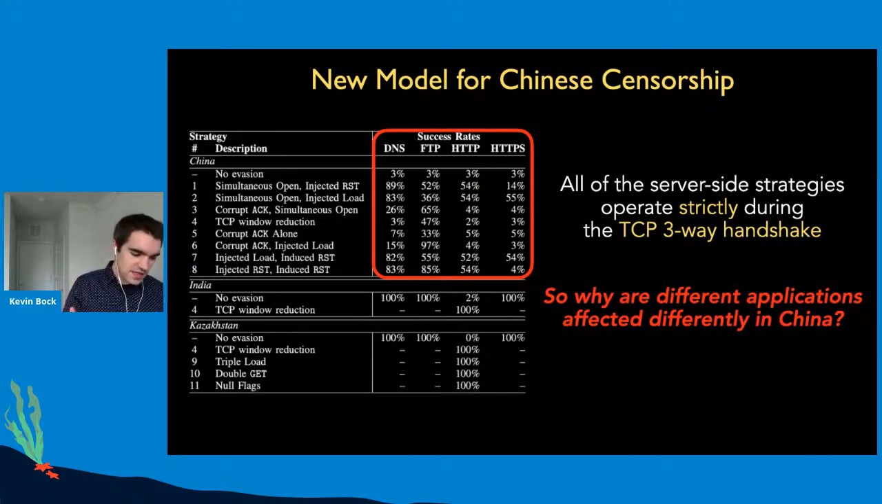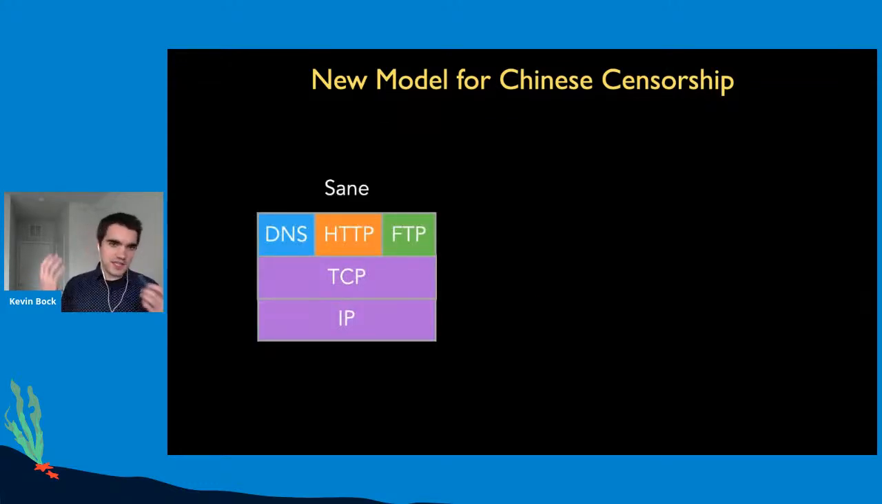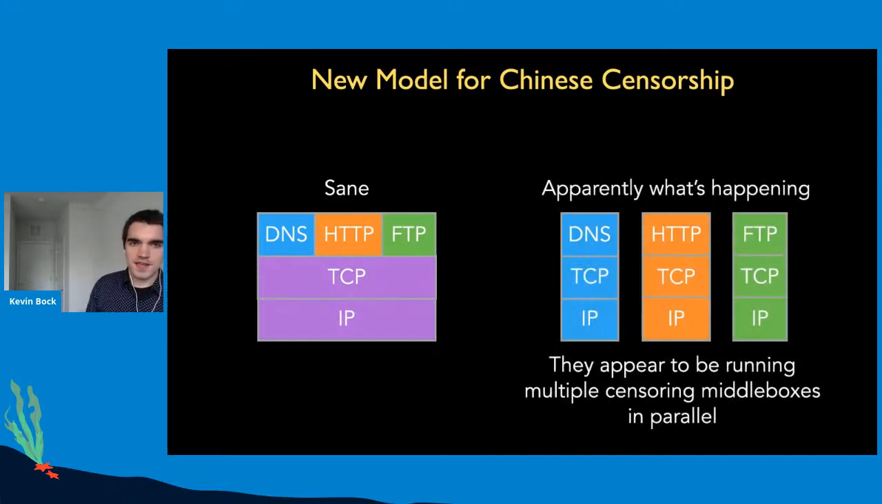What this has led us to develop is a new mental model of how Chinese censorship operates. The way we usually think about different applications sitting on TCP/IP stacks is this very sane picture, where we have lower-level transport protocols, and then we sit our applications on top of them. But really, what's happening is we have separate machines with different stacks underneath for all of the applications they're running. And it appears that they're running multiple censoring middleboxes in parallel. This is kind of cool because it exposes to us a really diverse attack surface at these low levels.